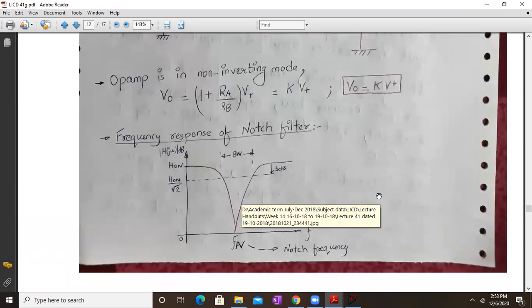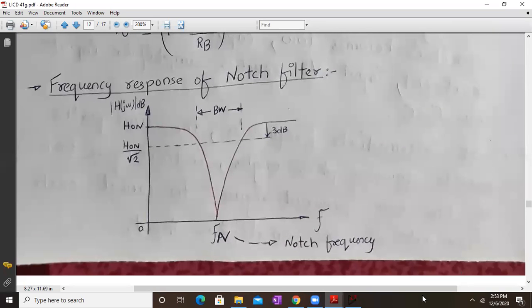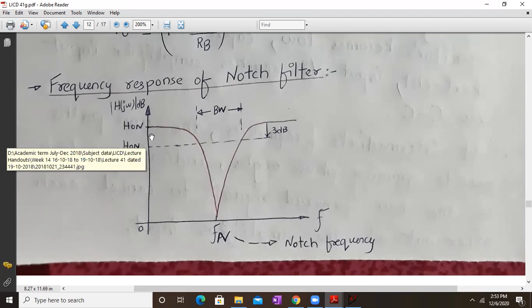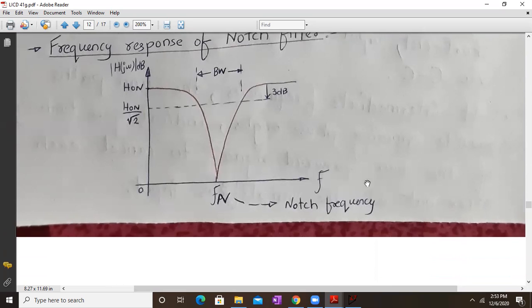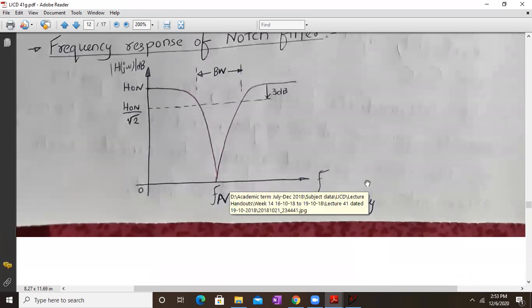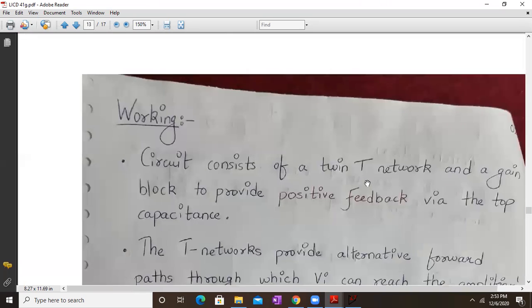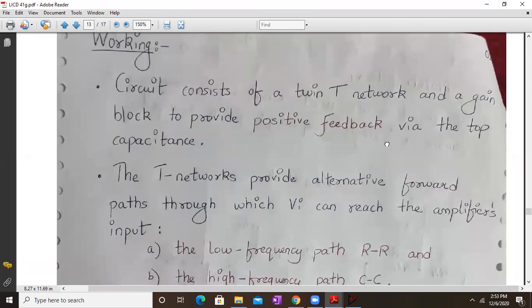Now, this is the frequency response of a notch filter. As you can see, it removes only one frequency, whereas the bandwidth is quite low. So it has one stop band and two pass bands. H0 is my stop band gain, basically, and this is my notch frequency. You will remove only one frequency from all the frequencies. This is the typical frequency response of a notch filter, and this f is called the notch frequency.